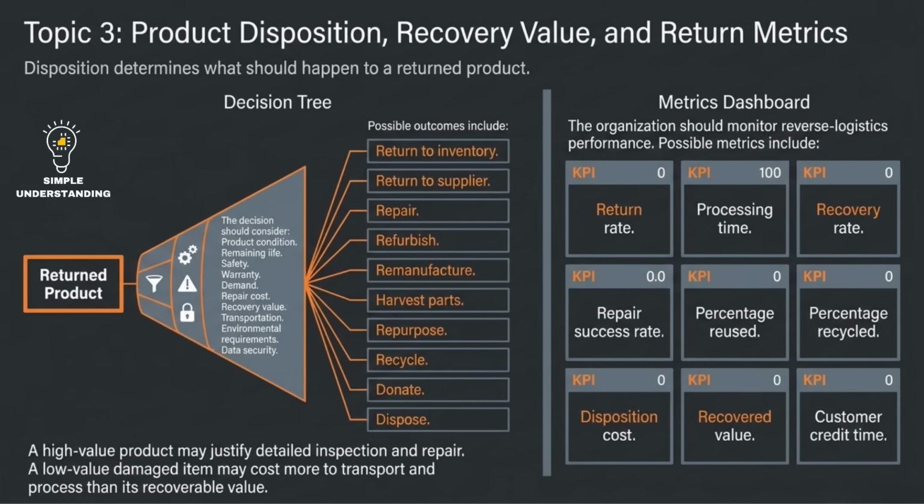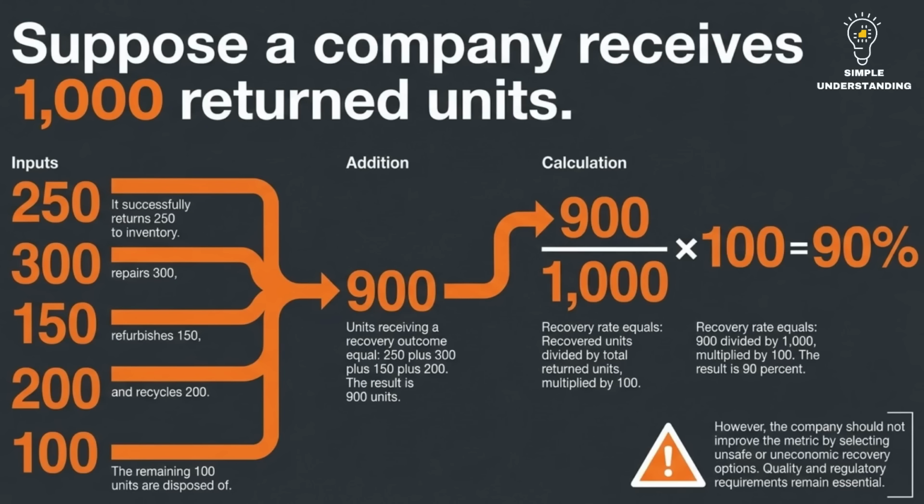The organization should monitor reverse logistics performance. Possible metrics include return rate, processing time, recovery rate, repair success rate, percentage reused, percentage recycled, disposition cost, recovered value, customer credit time. Suppose a company receives 1,000 return units. It successfully returns 250 to inventory, repairs 300, refurbishes 150, and recycles 200. The remaining 100 units are disposed of.